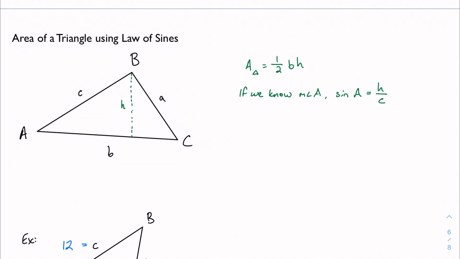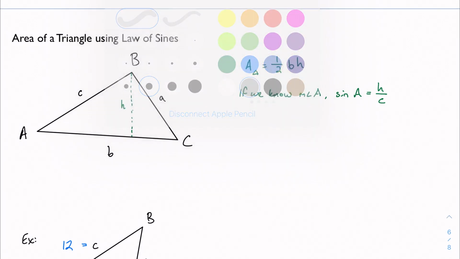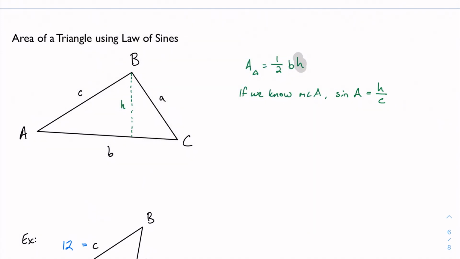If I look at my area of a triangle formula, I need to know the height. So we can make a substitution here, right? This would mean that H is C sine A. So therefore my area of a triangle becomes 1/2 BC sine A. It follows that I could actually do this for any combination in this way, depending on the information I'm given.